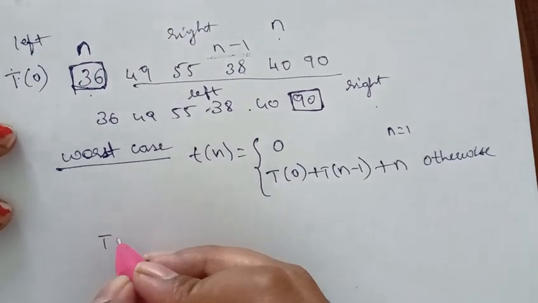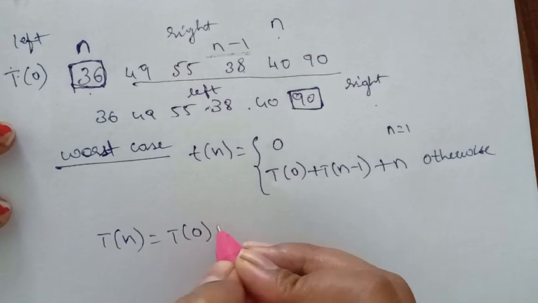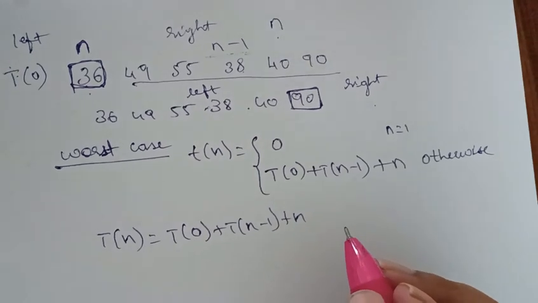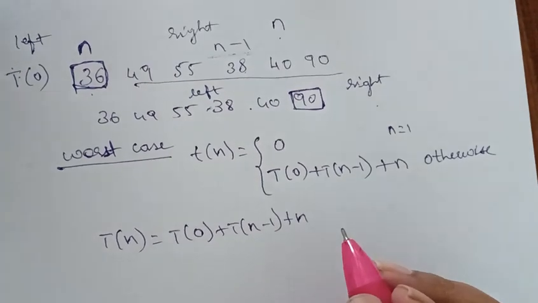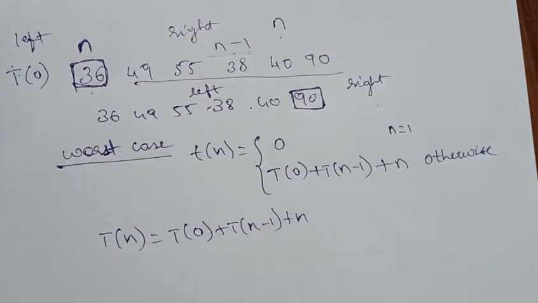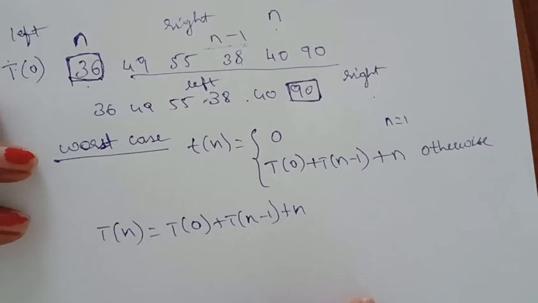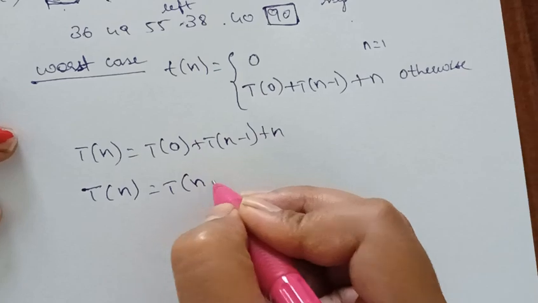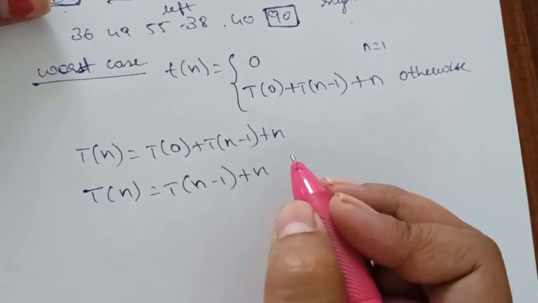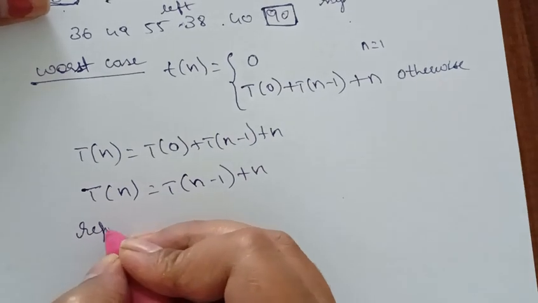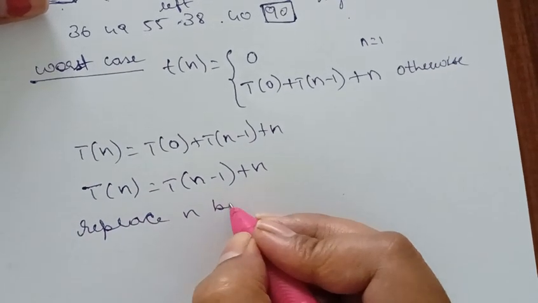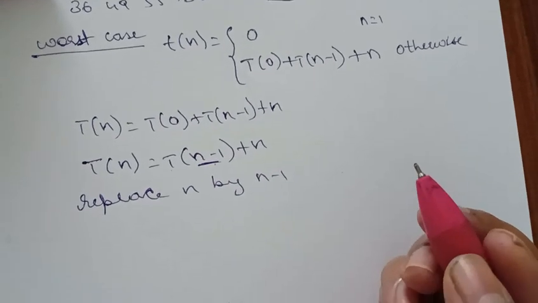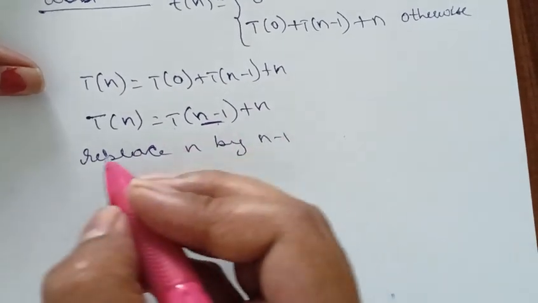So with this I have to solve. I'll take it as T of 0 plus T of n minus 1 plus n. I cannot consider the 0th element, so 0 need not be considered. I'll write it as T of n is equal to T of n minus 1 plus n. As usual, replace n by n minus 1 because inside the function I have n minus 1. Now we'll start solving this.